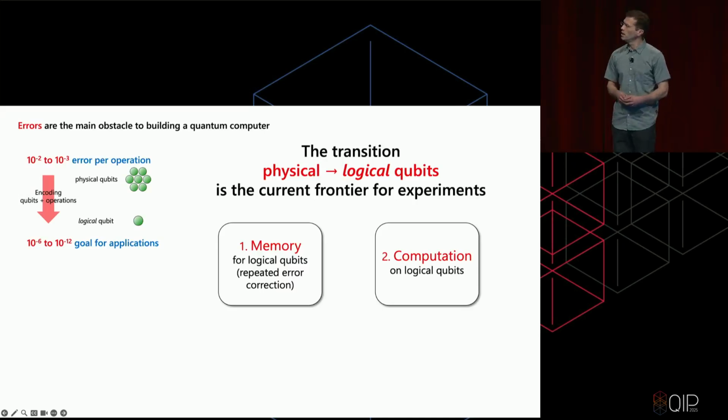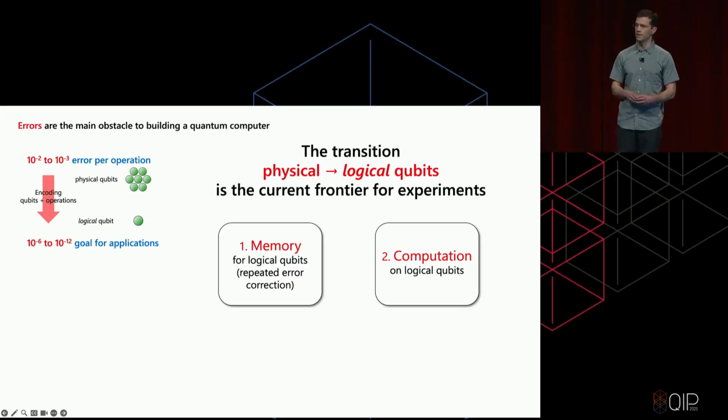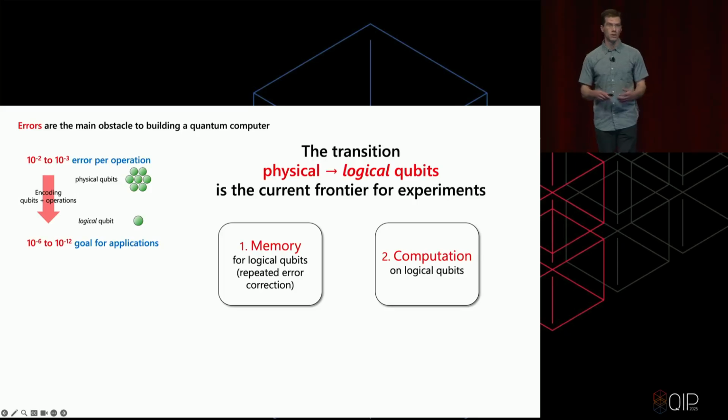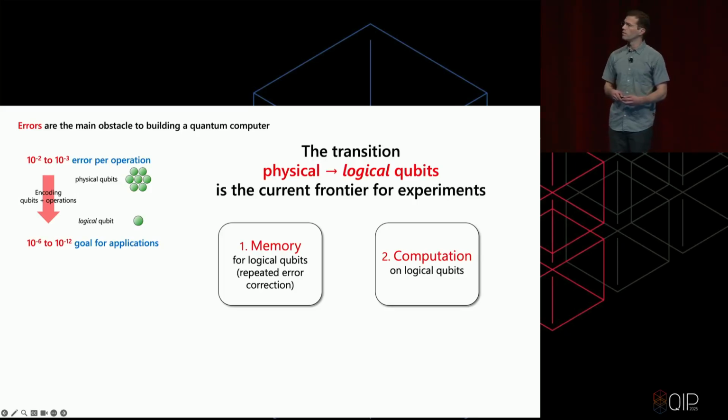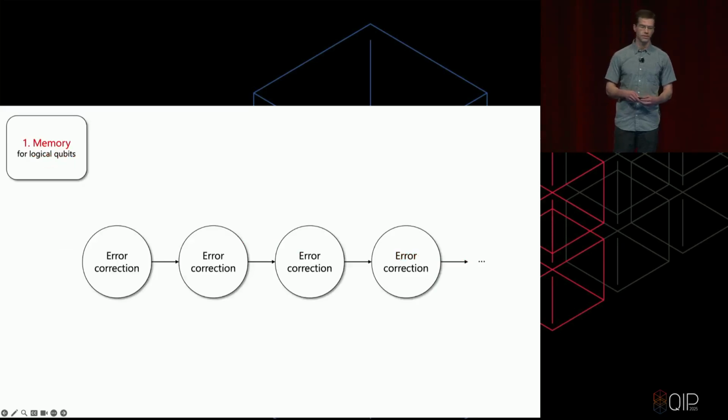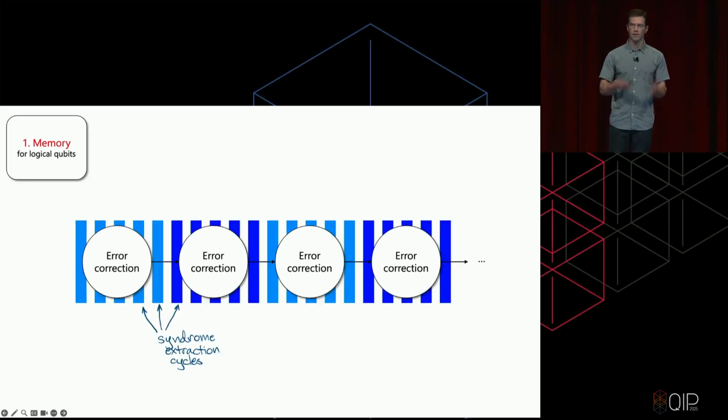And in particular, we've seen a couple of different classes of experiments recently. One is just memory for logical qubits, and two is running computations on logical qubits. Memory is just repeated error correction, so it's not super exciting. You run error correction, then you run error correction again and again. Often it's even more boring because error correction itself consists of multiple cycles of syndrome extraction. So you're just extracting the syndromes over and over again.